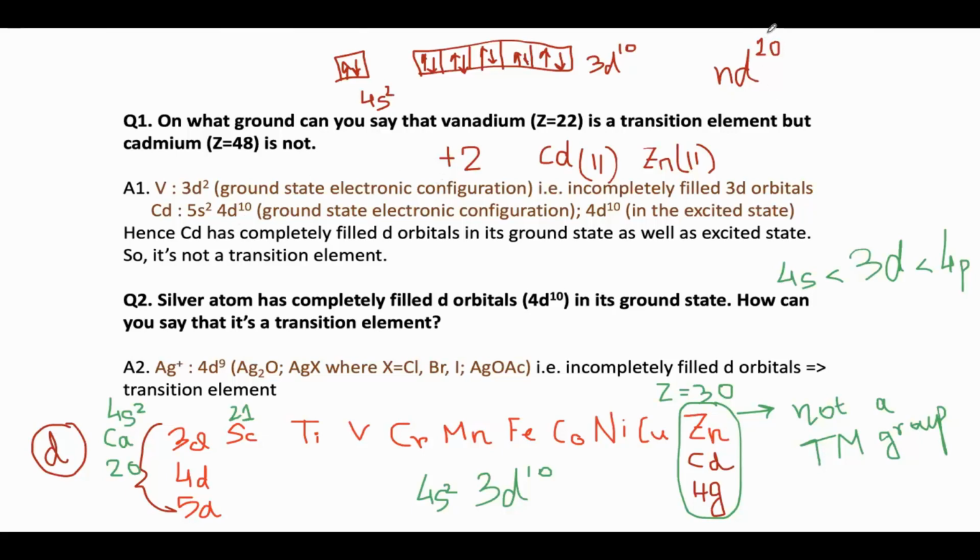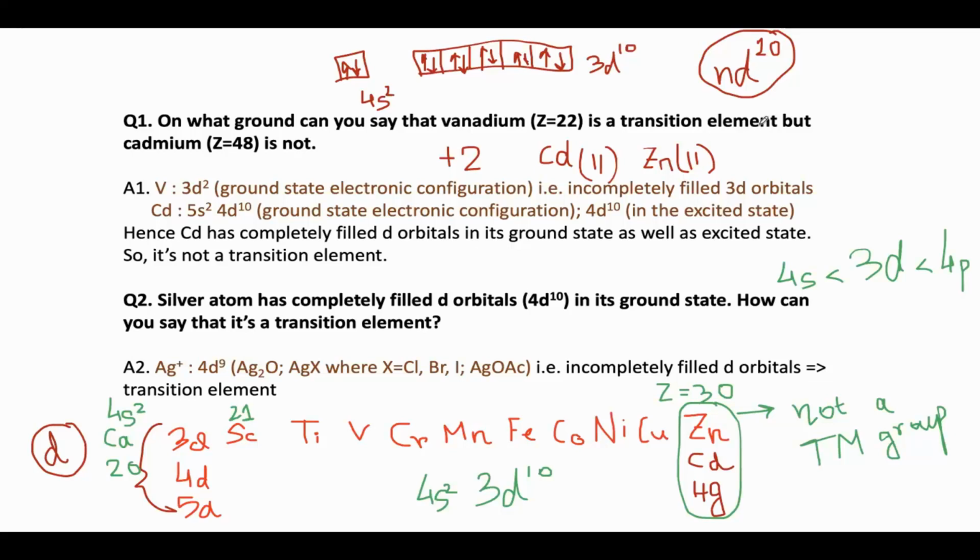So whenever in the oxidation state or in the excited state, the electronic configuration of either zinc or cadmium remains nd10. That's how in none of the cases, either in the excited state or in the ground state, do cadmium, zinc or mercury have incompletely filled d orbitals. That's why cadmium or zinc is not a transition element, but they are d block elements.